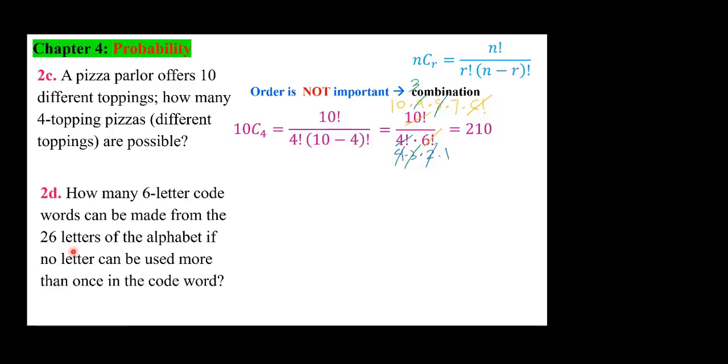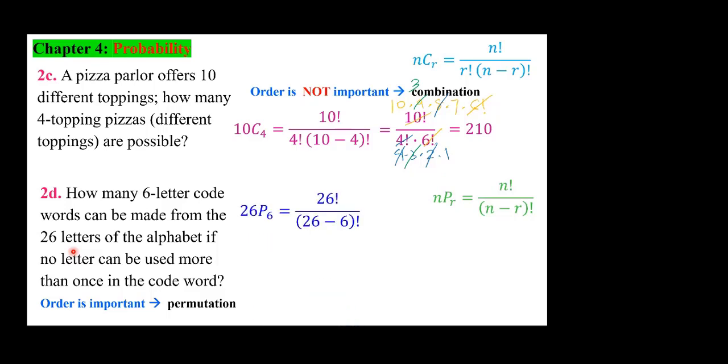How many 6-letter code words can be made from the 26 letters of the alphabet if no letter can be used more than once in the code word? Again, whether the order matters is important. You're dealing with a code word, and order is important because AB would have a different meaning than BA if you're coming up with a password, let's say. Therefore, we use a permutation and the formula as follows.